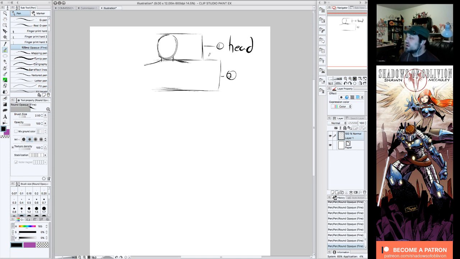All right, so obviously we have our neck and our shoulders. The neck isn't as big as everyone thinks. People want to make the neck really long. It's only maybe about a quarter of a head length. Yeah, I would say about a quarter.